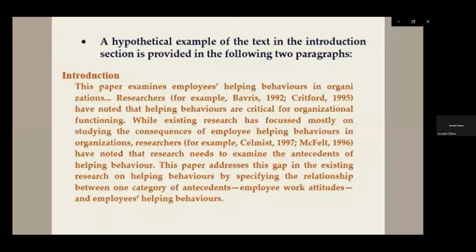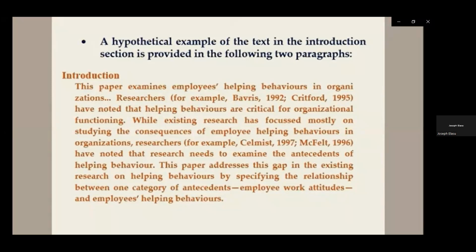So what I'm going to do now, ladies and gentlemen, is to give you a hypothetical example that describes how a typical introduction looks like. And this is a hypothetical example of the text in the introduction section. And I want you to, again, move along with me, and I hope you'll be able to follow through. So you can still see this on the screen because I want us to move together so that you understand.